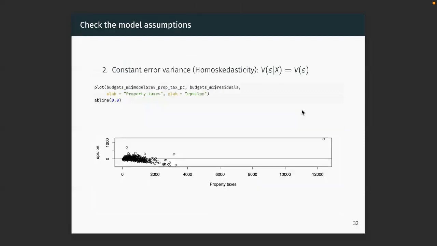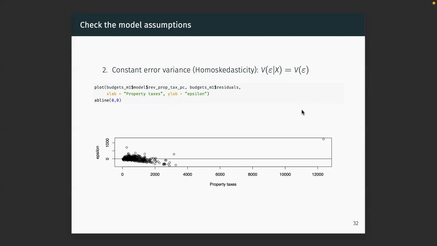Here's another way to check the constant error variance. You can plot a regression model. So if you just use the plot argument on a regression model, it'll give you a series of plots. One of them is a constant error variance plot. Epsilon is the error term. So it'll tell us what is the error term relative to property taxes. And you can see that there's a trend here, right? The errors are becoming more negative as property taxes increase over here. And then this is just the outlier.